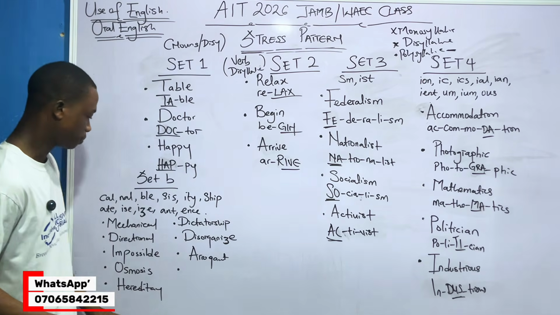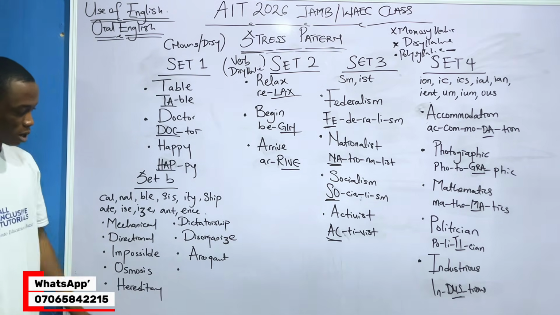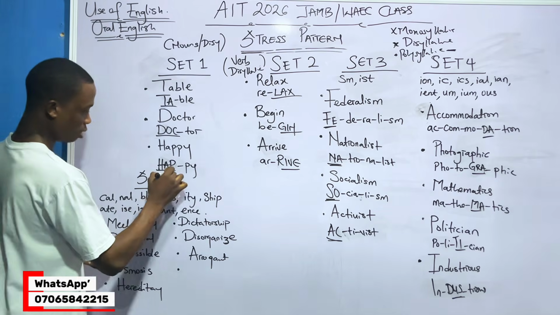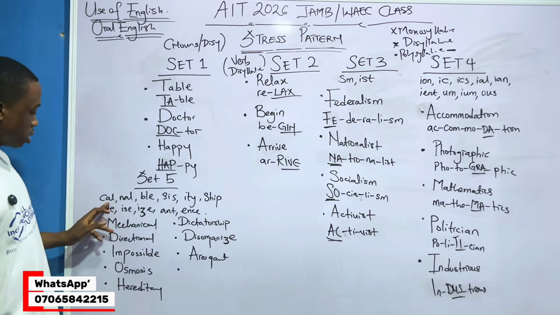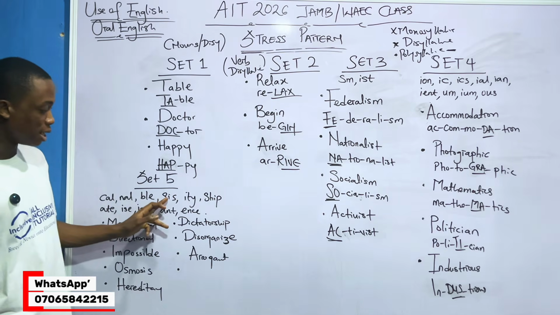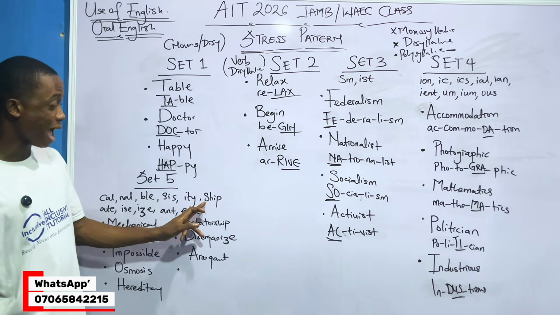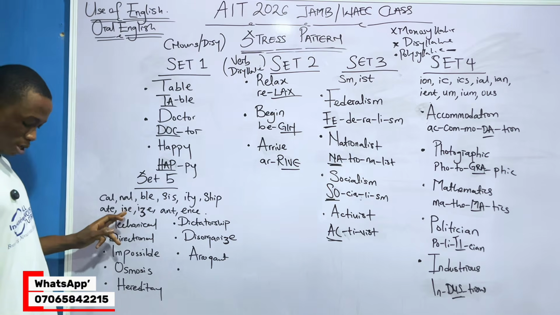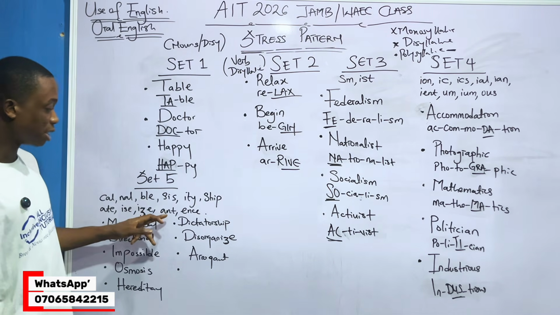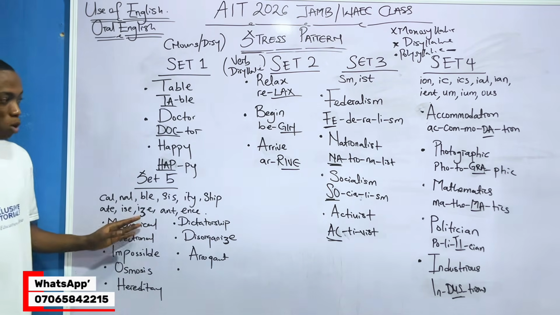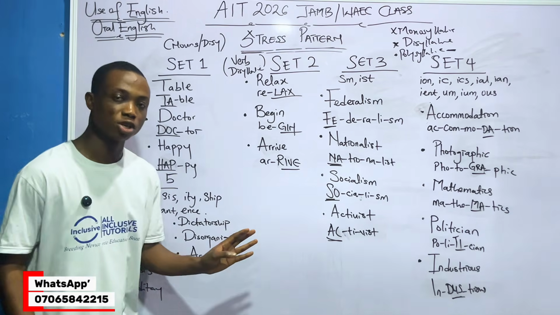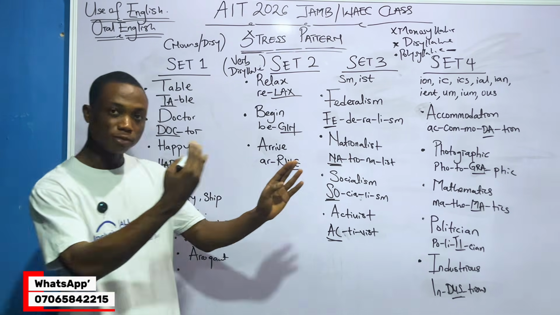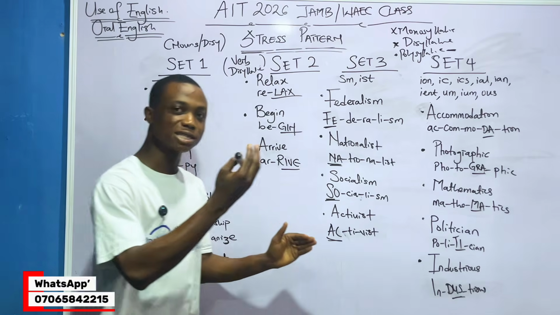Now look at this one. This is set 5. Whenever a word ends with CAL, NAL, BLE, SIS, ITY, SHIP, ATE, ISE, ISLE, ANT, ENCE, whenever a word ends with any of these, the stress, you count it 3 from the back. You count 3 from the back.